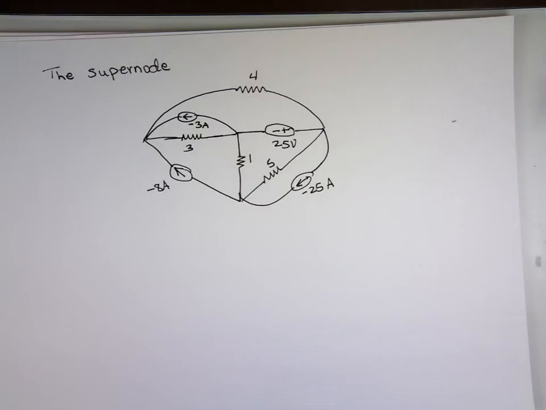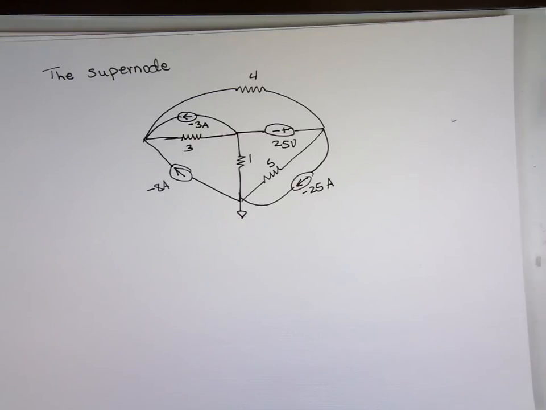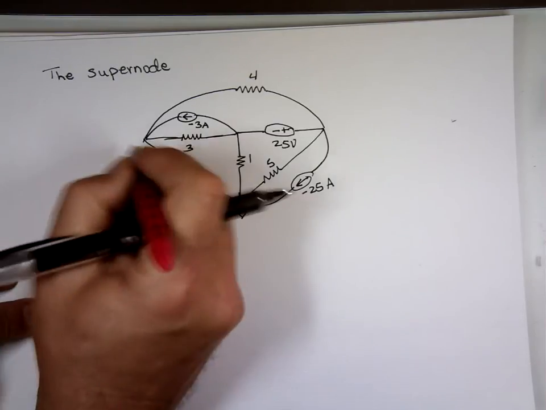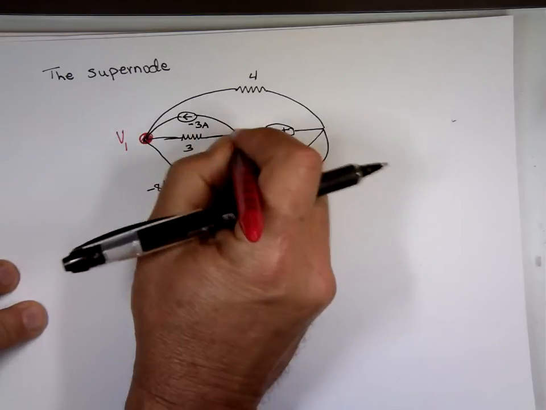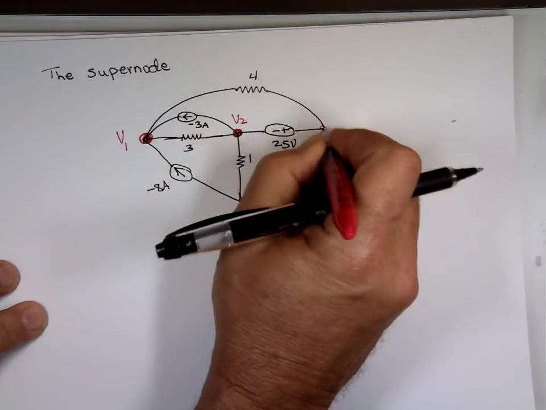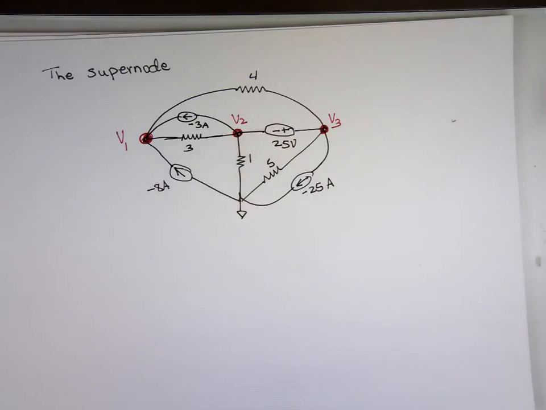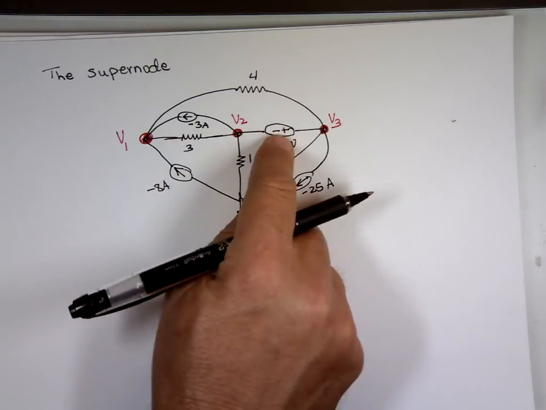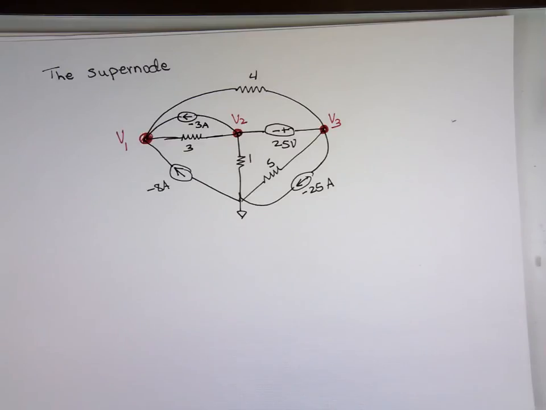And I'm going to go through that and solve it. How many nodes do we have, by the way, not counting the ground? This is the ground. We have 3. We have this node, that's V1. We have this node, that's V2. And we have this node, as of now, that's V3. I'm going to treat the voltage source as a supernode, but for now I'm going to pretend I don't see that.